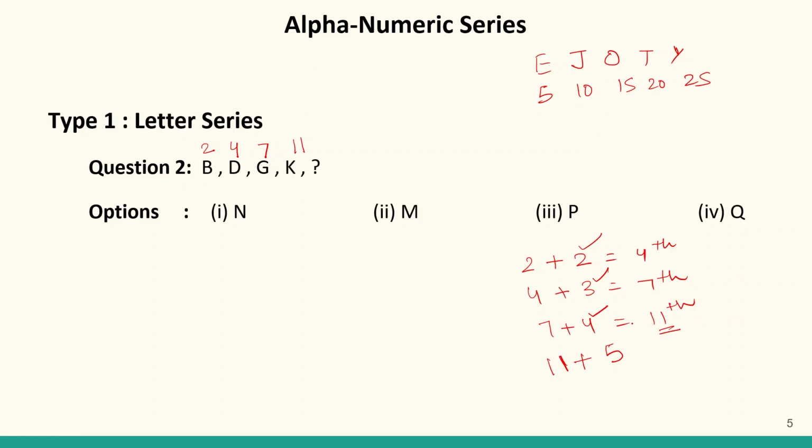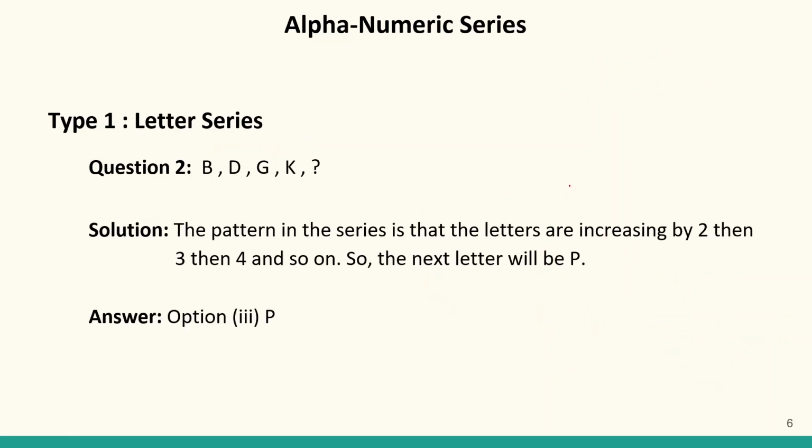Previous place was 11th rank. So if I move 5 positions forward from the 11th rank, the 16th forward rank. 16th forward rank is of which alphabet? P. You can use your shortcut. O is 15, P comes just after O, so it will be 16th. So the answer will be third option, P.